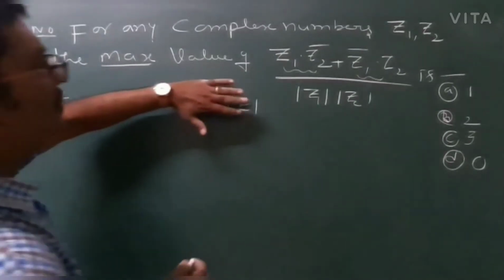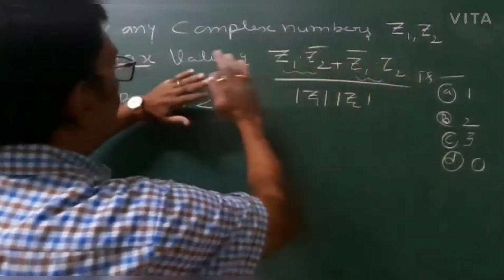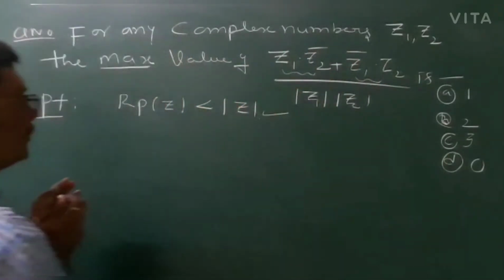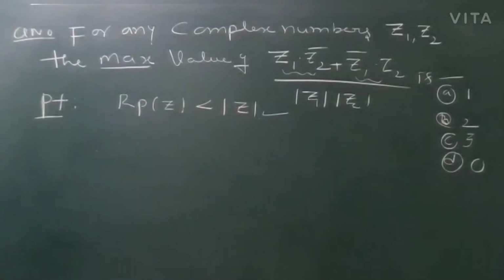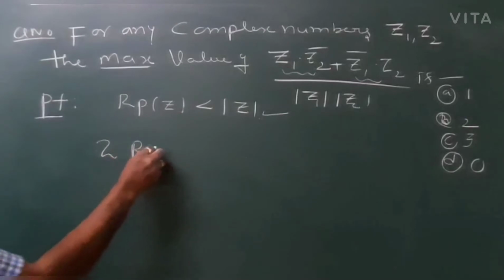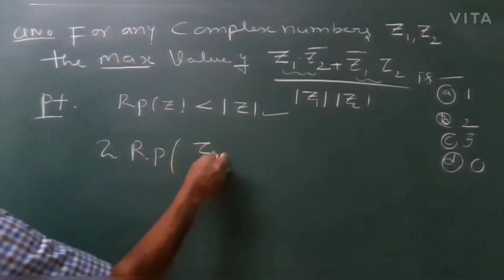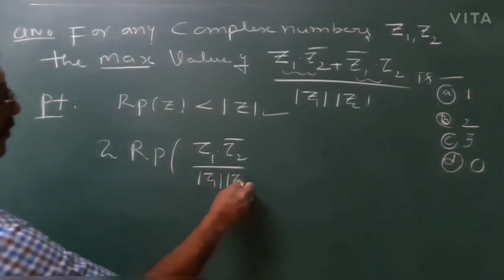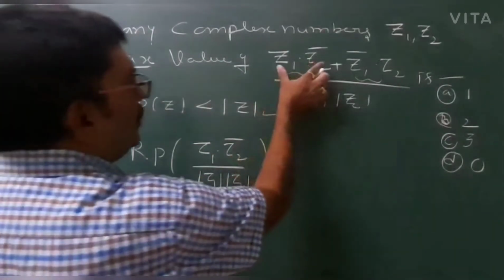For any complex numbers z1, z2, the maximum value of this we have to find out. We know already the real part of z is always less than the mod z. We know it in the basic complex numbers properties. We can write this one as 2 times the real part of z1 z2 bar upon mod z1 into mod z2. This is one complex number.